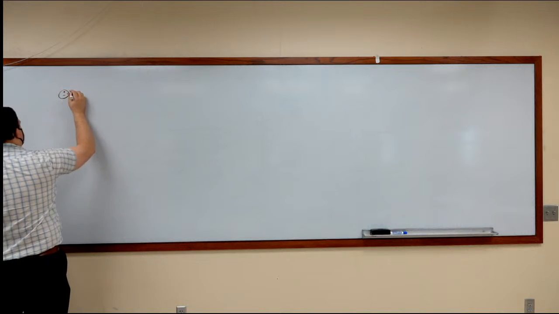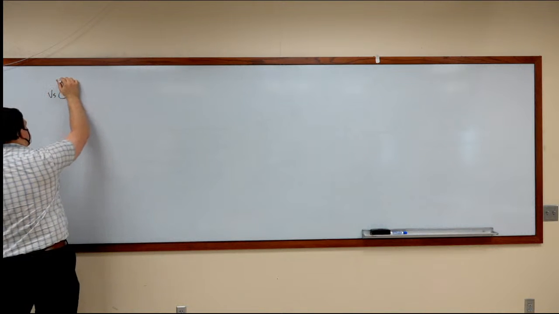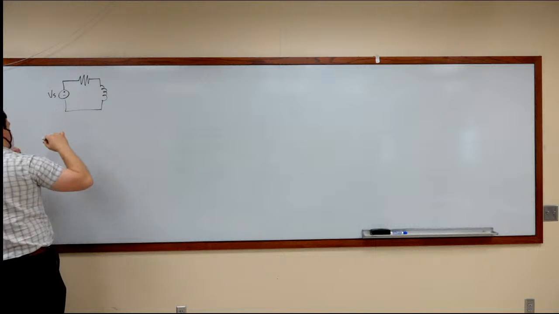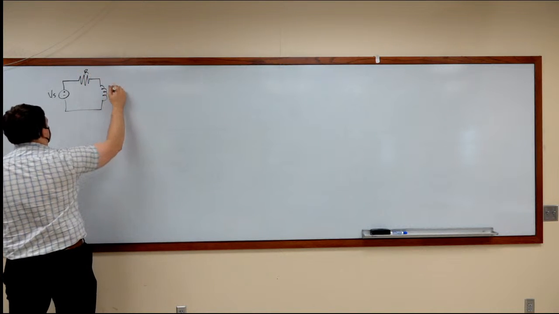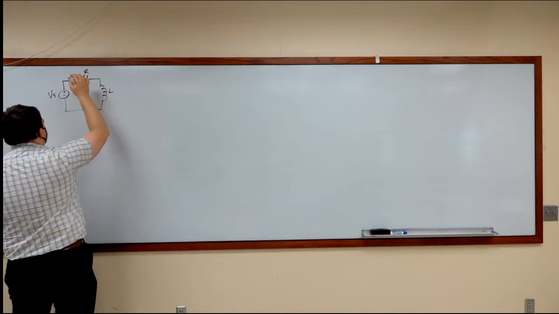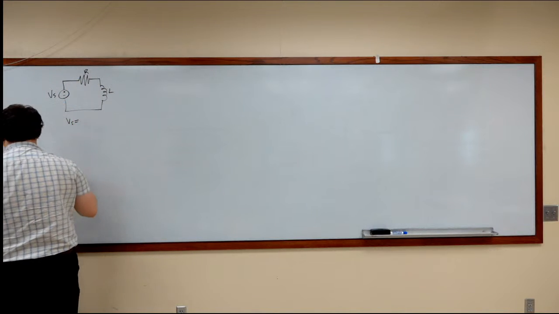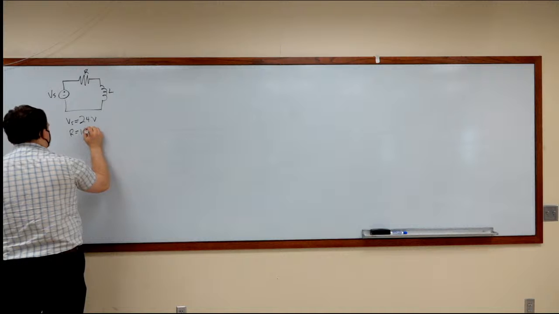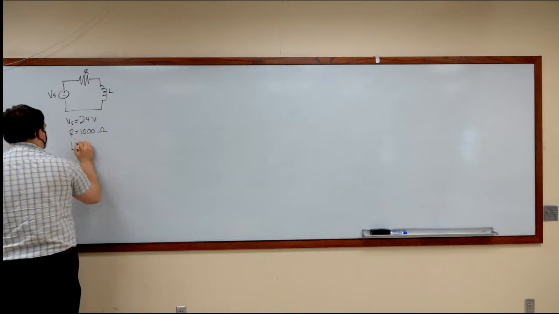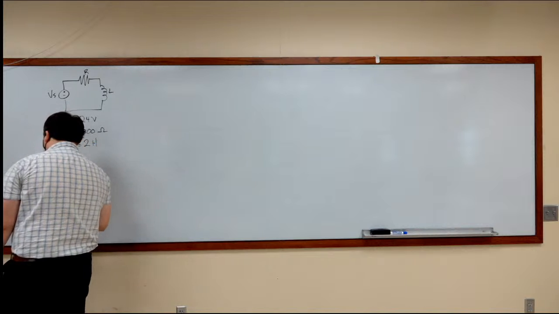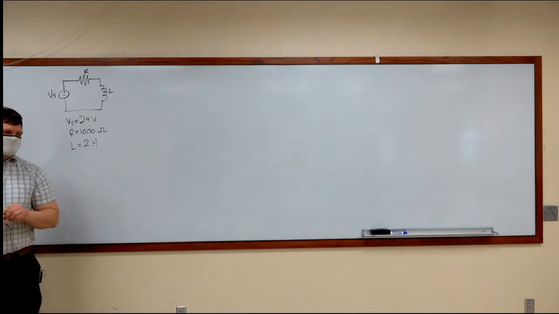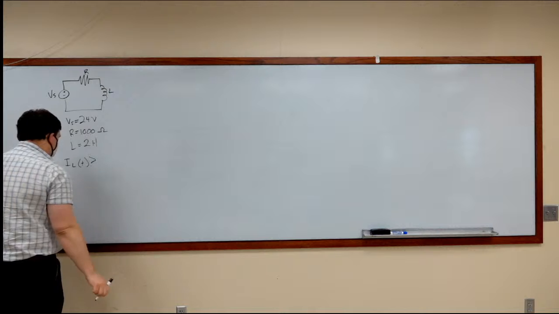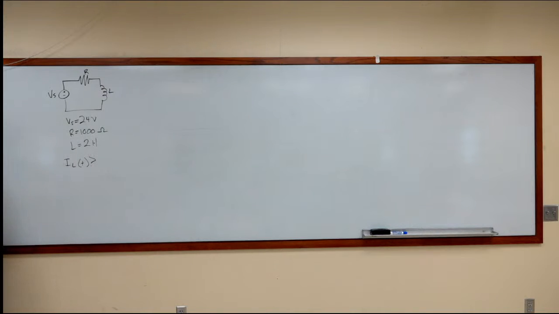All right, we're going to start with our voltage source here. We're just going to plug it in series, resistance, and inductance. Okay, we'll say Vs is equal to 24 volts. We'll say R is equal to 1,000 ohms. And we'll say L is equal to 2 henries. Okay? Now, the question that I'm going to ask you is, what is the function that defines the current through the inductor?